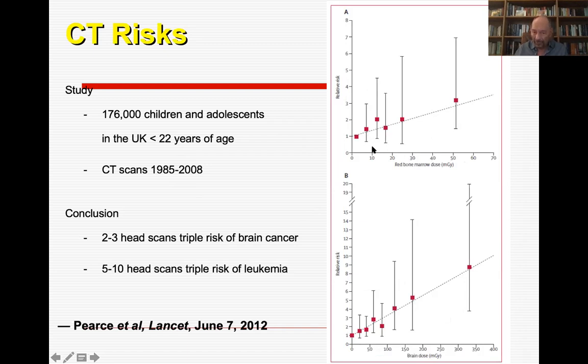Of course, you have to see where the threshold is, but a CT scan generally is no more than 1 milligray. So the conclusion is that 2-3 head scans triple the risk of brain cancer, and 5 to 10 head scans can triple the risk of leukemia. This was published in Lancet.